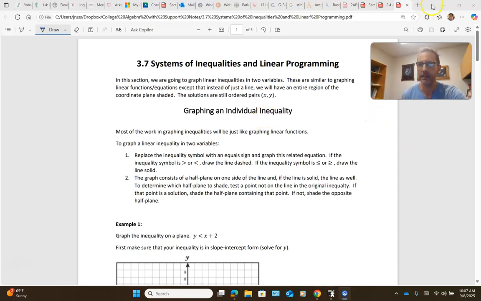Alright, welcome back, guys. We're going to be covering 3.7, and this section, at least at the time of this recording, is the last section before your first exam. And you can see here it's titled Systems of Inequalities in Linear Programming.